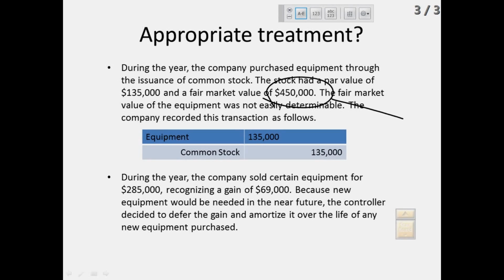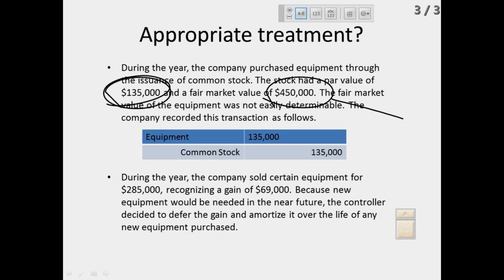The $135,000 has nothing to do with the cost to me. As a firm, I am giving them a bunch of shares of my stock. They own a chunk of my firm now, and they gave me equipment. What is the value of the equipment? Well, they didn't have a list price for that. So the only thing I could say, the fair exchange, would be that I gave them shares worth $450,000 and they gave me equipment worth $450,000. Okay, so that's the way.